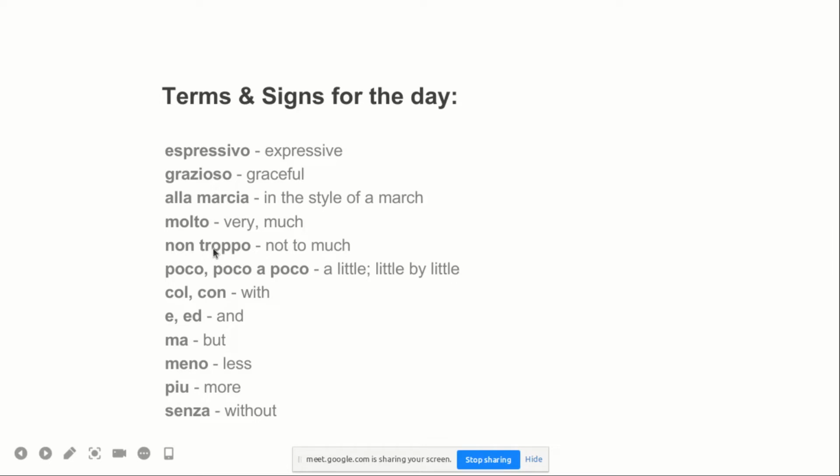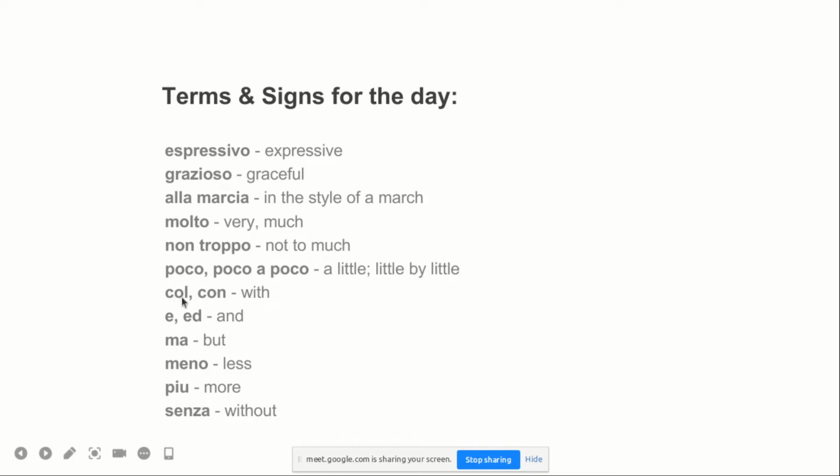Then non troppo means not too much. When you're told allegro ma non troppo, it means fast but not too much. Ma is but. You can see down here we have ma. So allegro ma non troppo means fast but not too much. So non troppo means not too much. Poco means a little. Poco a poco means little by little.